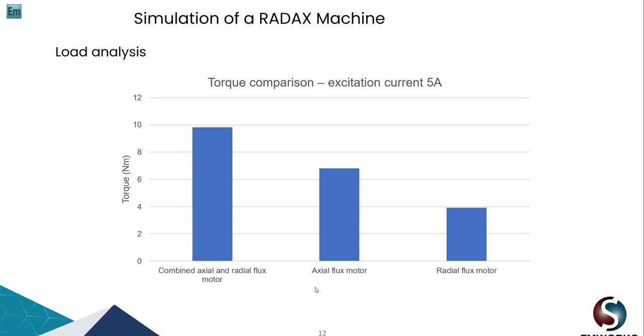Let's look at this again. Now the load torque of the radial-axial or RADAX machine is higher, and is almost, this one is 6 something and this one is 4. It's almost the sum of both torques. Okay, again, it's because you are putting two machines together and making one new motor out of both the axial and radial. We are having really an impressive torque compared to either one alone at 5 amps excitation. Okay, and so this is also an interesting finding that we found during our simulation.